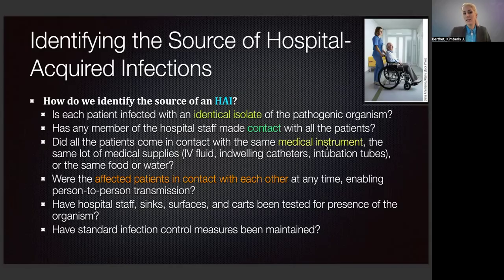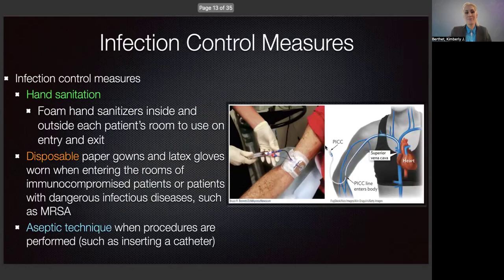We also want to see how the patients are in contact with one another. In this hospital, are patients remaining in their room, or are they coming out of their room and walking around and communicating and touching things? Do they have shared bathrooms? This is going to be really important to understand whether this is person-to-person transmission and what kind of things the hospital staff and the patients are coming into contact with.